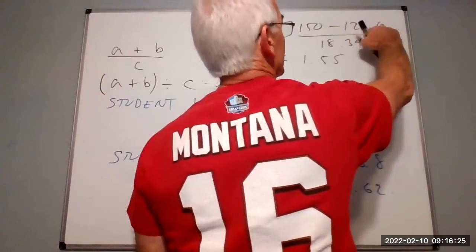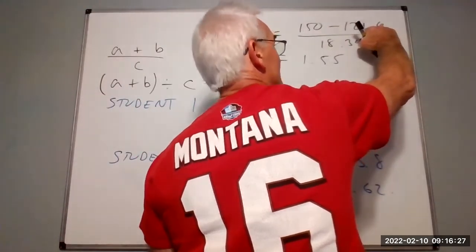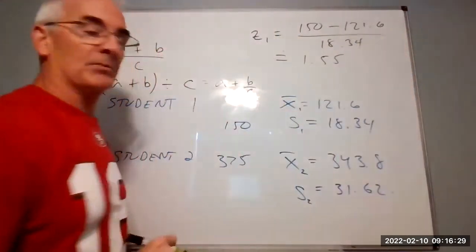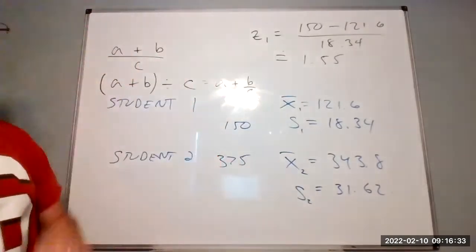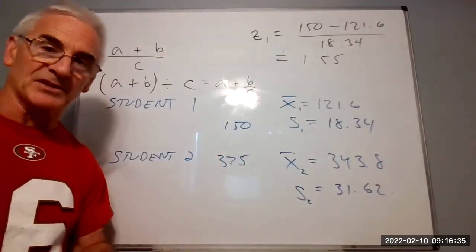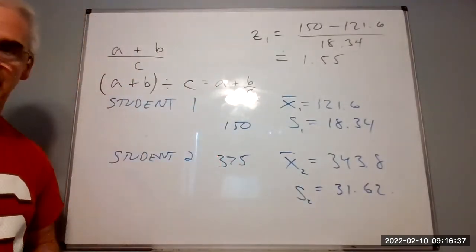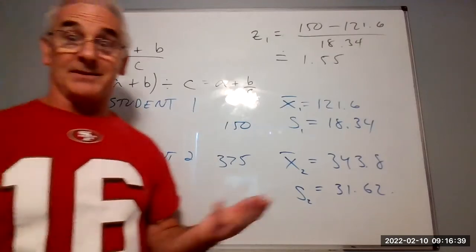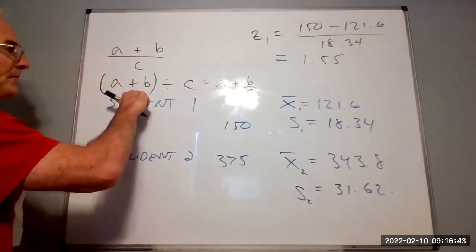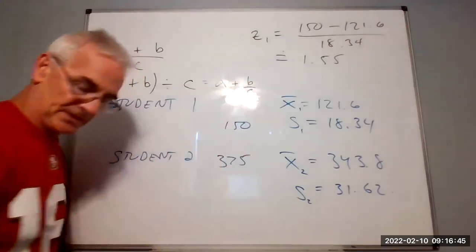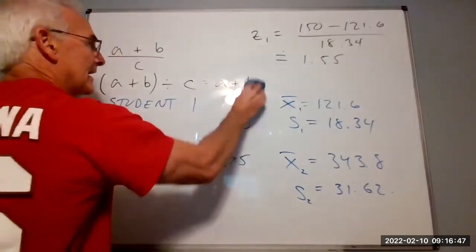Do 150 minus 121.6 equals, then divided by 18.34. And then you'll get that. So everybody make sure if you're not getting 1.55, then try what I suggested, because that's what you should be getting. And like Robert pointed out, I said, I know what the numbers are, but I'm not getting that answer. It's because the lack of parentheses means you were actually doing something slightly different, and that won't work.